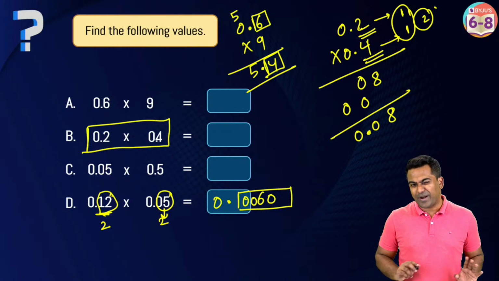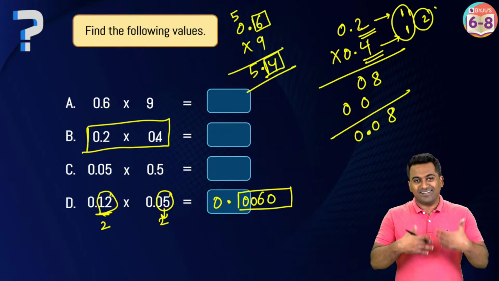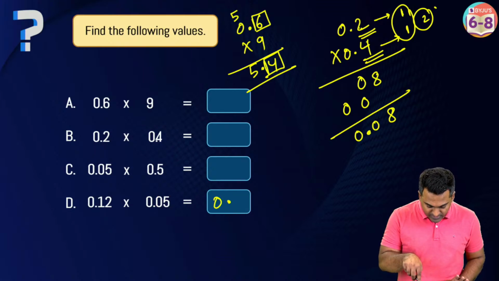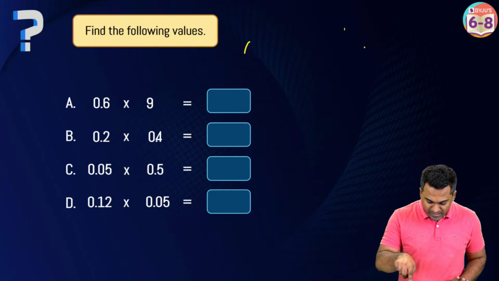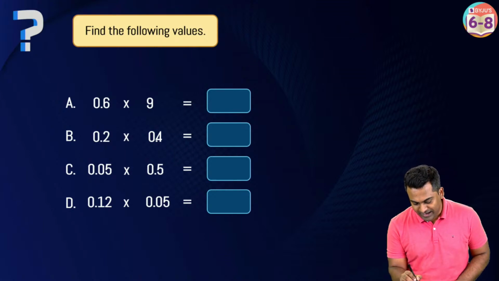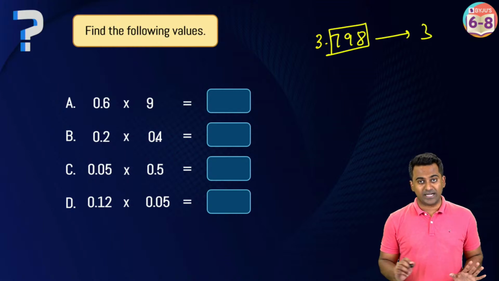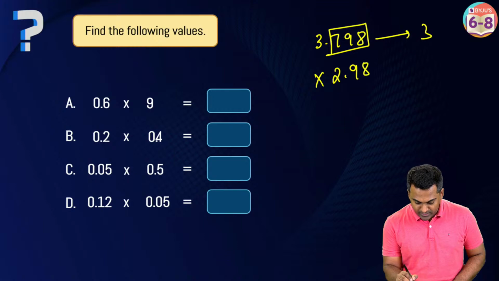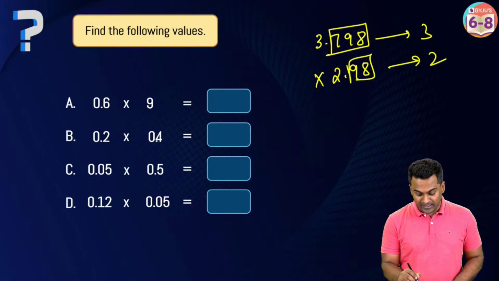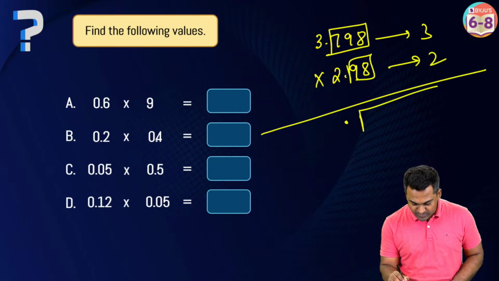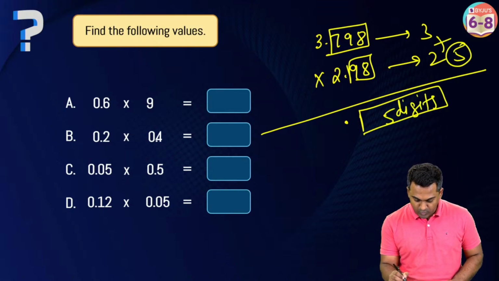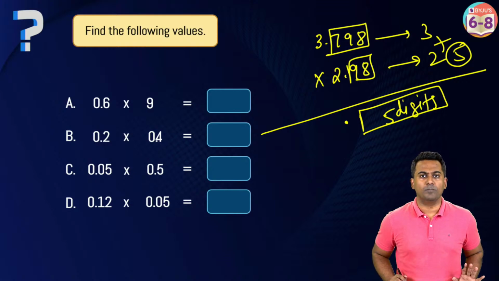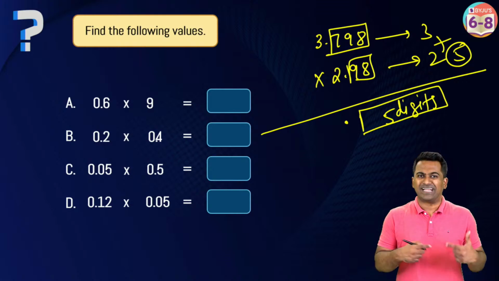I hope this is clear. Just practice a few questions. Okay. When you just remember this concept, that's it. Forget about everything else. Multiply it like you would multiply the regular numbers. Let's suppose you have 3.798. After the decimal, how many digits are there? 3 digits are there. Multiply this with 2.98. After the decimal, 2 digits are there, right? Then whatever answer you get after the decimal, you are going to have 3 plus 2, 5 digits here. Okay? And then multiply it like you would regularly do. That's all. Practice a few questions, you will get it.